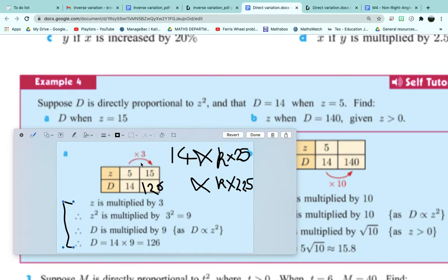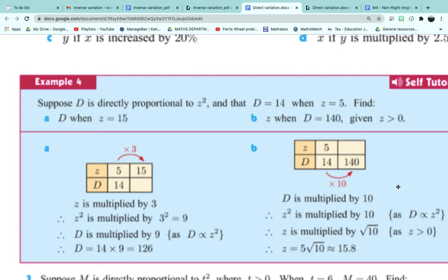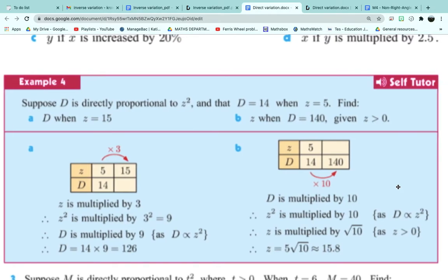Welcome back. Let's have a look at this question. Now this question is different. And the reason why this question is different is because we're given the d variable but not the z variable. Now if d is directly proportional to z squared, we need to first of all work out how we get from the first term of d to the second term. We times by 10, and because we're doing the opposite of z squared, we need to square root the 10. So this is the textbook response.